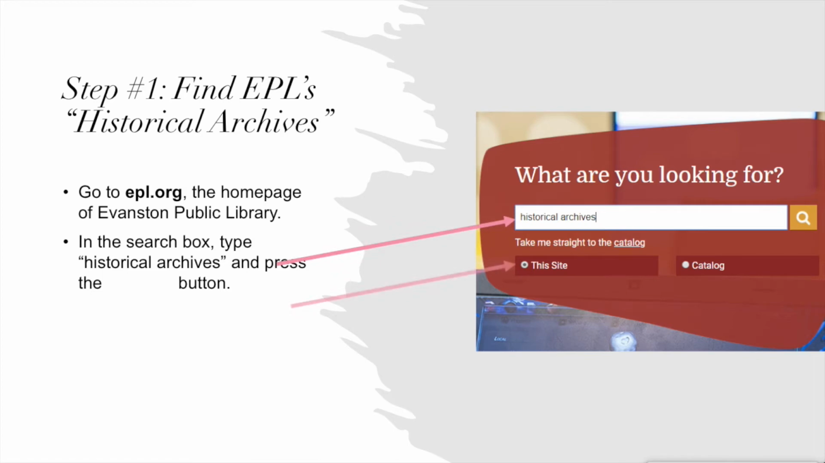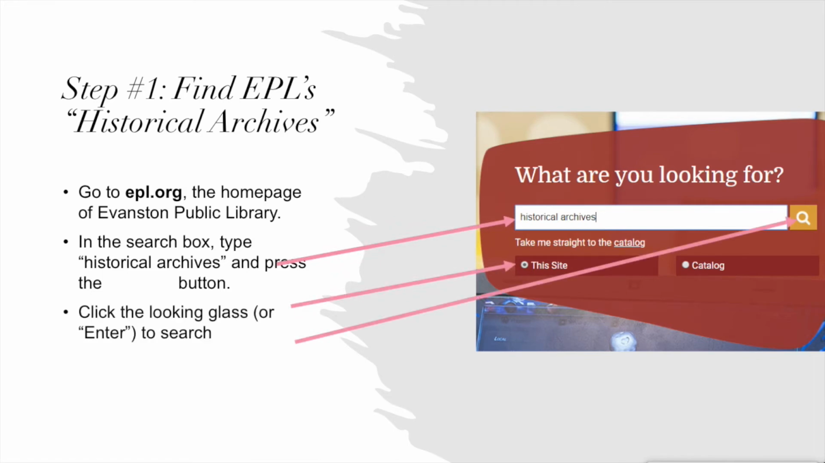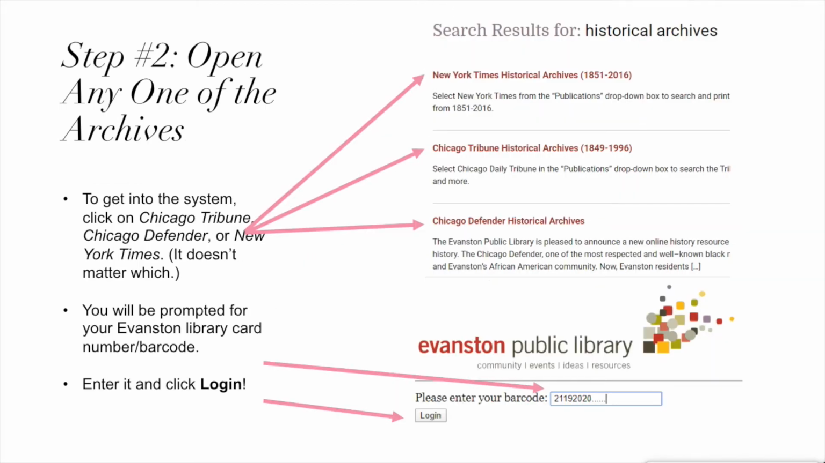First, we go to EPL.org, the website of Evanston's library. In the search box, we type historical archives, and then make sure we are searching not in the library catalog, but on the website, which is where all of EPL's electronic resources are to be found. We do that by clicking the This Site button, as you see here, and then pressing the Enter key on our keyboard or clicking on the search glass icon. This takes us to our 3 newspaper archives.